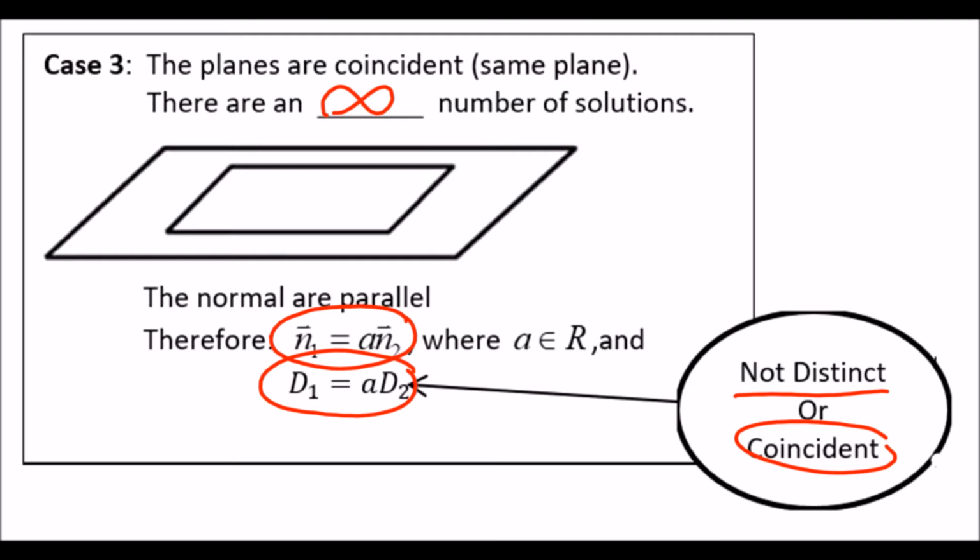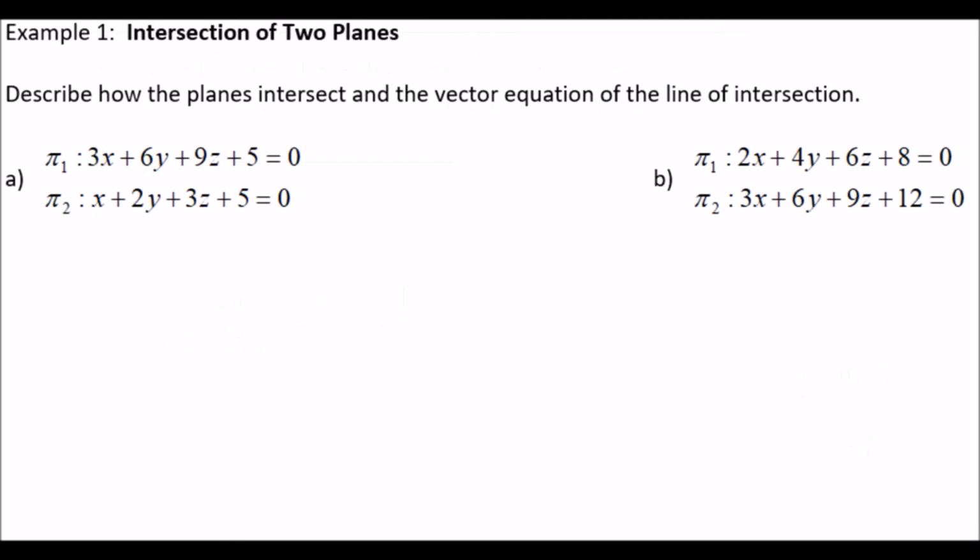All right, let's go to examples. We're going to do 3 examples, and that will be the lesson. So the first example, describe how the planes intersect and the vector equation lines intersect. So first thing you always want to do is look at the normal. So here I can see normal 1 is equal to 3, 6, 9, and normal 2 from plane 2 is equal to 1, 2, 3.